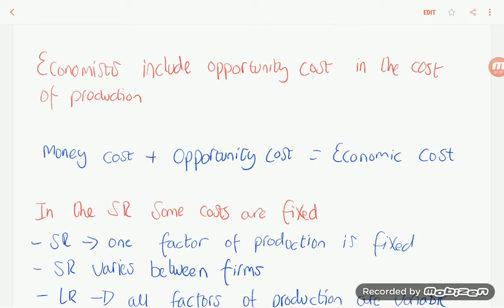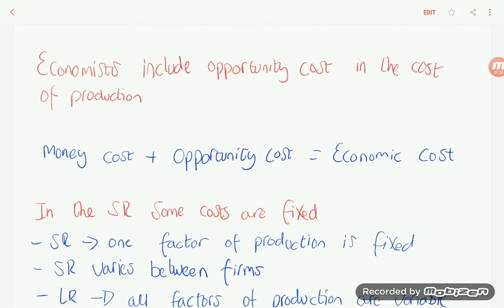Economists include opportunity cost in the cost of production. When economists talk about the cost of production, they are referring to the economic cost of producing the output. The economic cost includes the money cost of factors of production that have to be paid for, but it also includes the opportunity cost of the factors that aren't paid for.